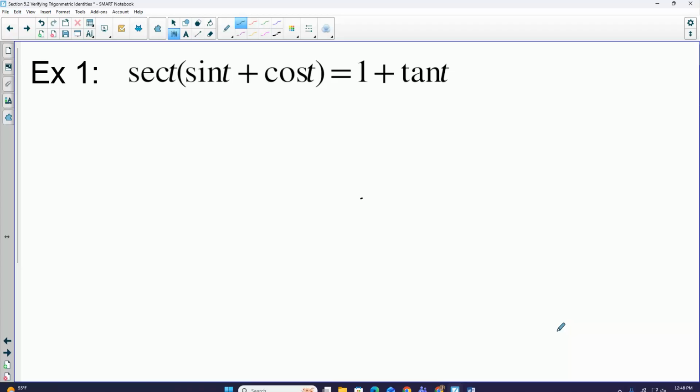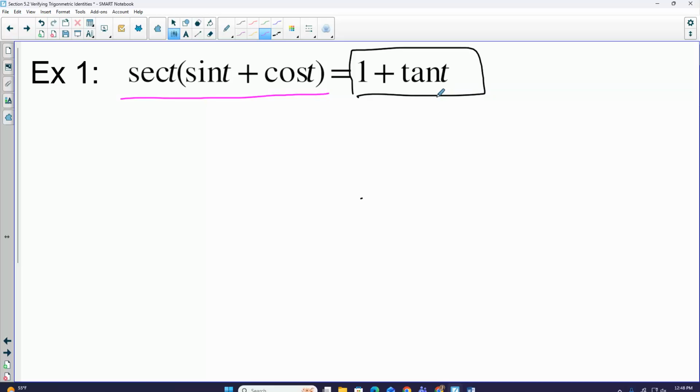Which one has less stuff in it? The right side is probably simpler, right? What I want you to do is draw a box around it. We are not going to touch that box. That is my answer. So what we are going to do is work with this side only until I get my answer to be 1 plus tangent t.